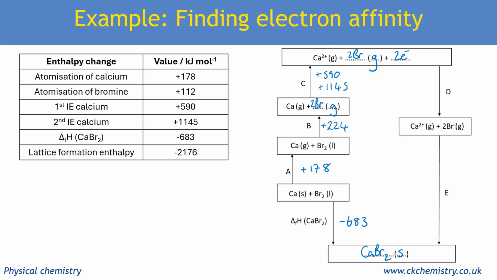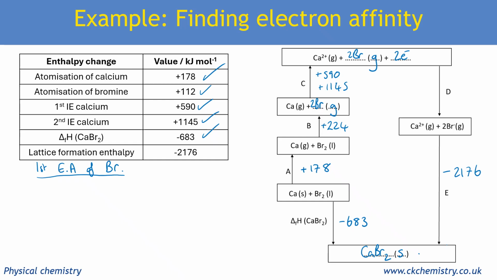And D I don't have. So the values that I've used, that one, that one, that one, that one, and that one, the one I've got left is this one, and that's E, minus 2176. Lattice enthalpy of formation from the ions to the ionic compound at the bottom. So D, this question was actually asking to find the first electron affinity of bromine. And it is correct to write Br here rather than Br2 because we are actually talking about individual gaseous atoms.